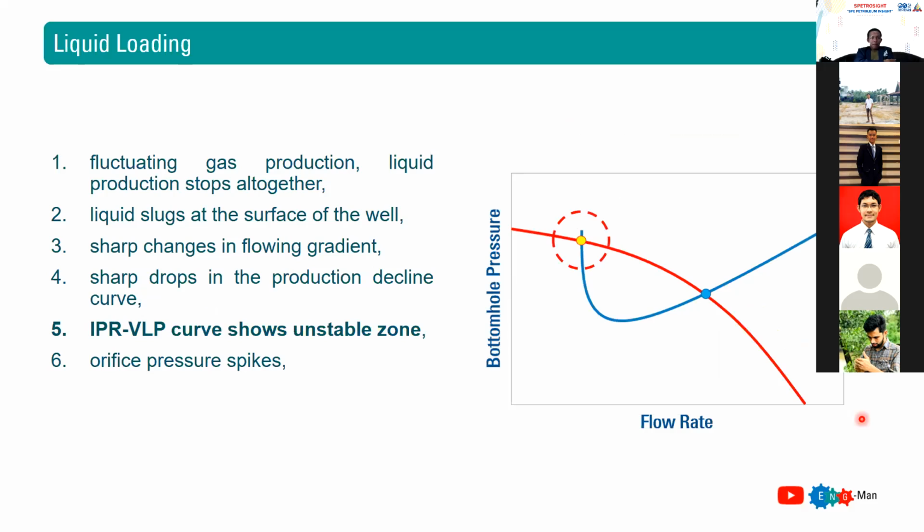Also, if you plot your IPR and VLP, and you obtain your production operating rate here, it means you are healthy. But if the cross section is on the left part, it means that your production is unstable. You are producing in an unstable zone, and most likely it is affected by the liquid loading phenomenon.